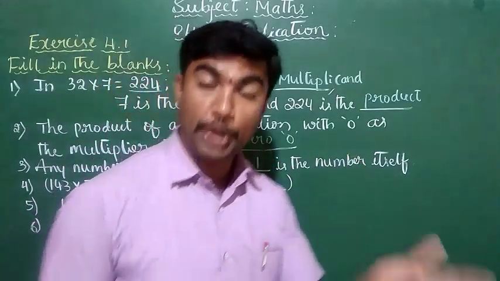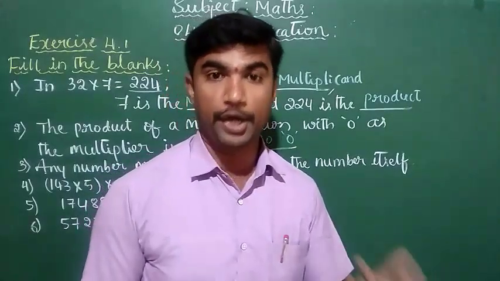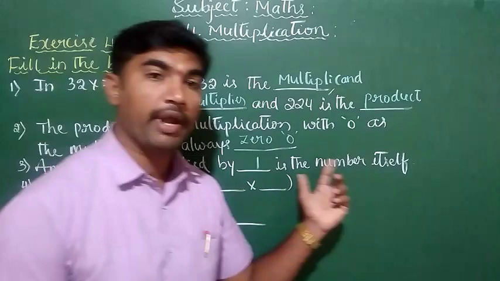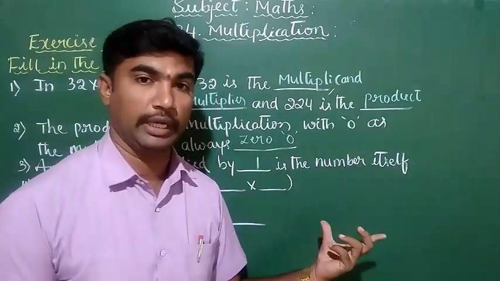Example, 200 into 1 is also 200. 100 into 1 is also 100. When we are multiplying any number with 1, we are getting the number itself only.